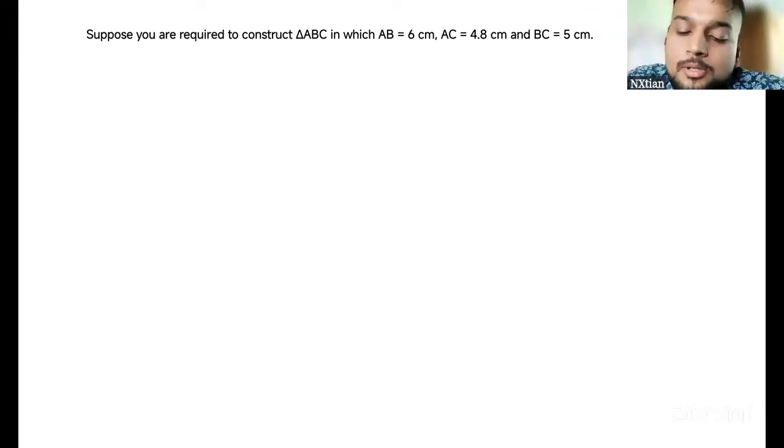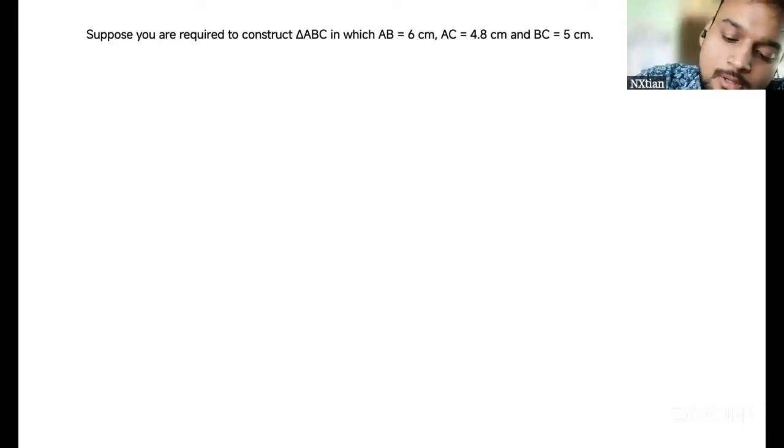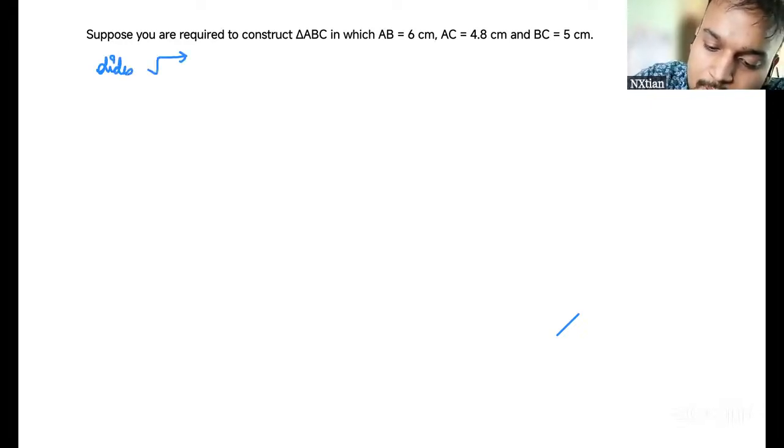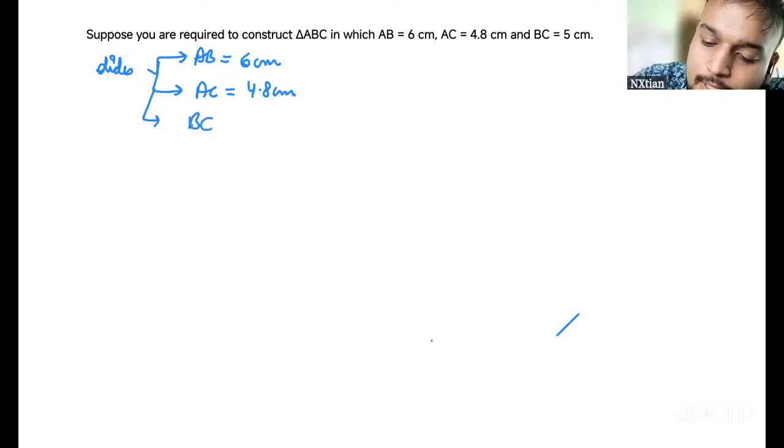Okay, suppose you are required to construct a triangle ABC in which AB is given, AC is given, and BC is given. So how to make a triangle in which 3 sides are given? Here, 3 sides are given. First is AB, which is 6 centimeter. Second is AC, which is 4.8 centimeter, and BC, which is 5 centimeter.